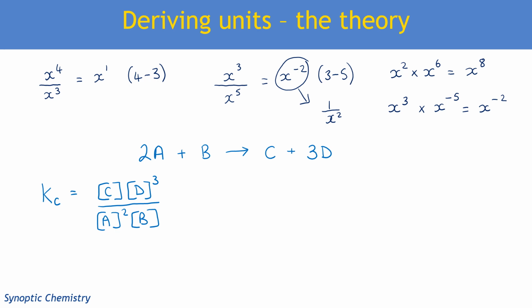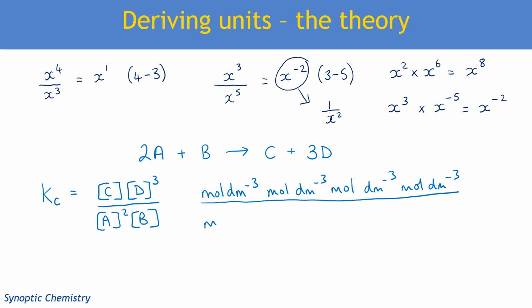So the long way round is when you write it all out. I've got moles per dm cubed times moles per dm cubed times moles per dm cubed times moles per dm cubed. So what I've done there is I've done moles per dm cubed for my C, and then I've done it 3 more times because it's multiplied by itself 3 times. And then on the bottom I could write moles per dm cubed times moles per dm cubed, because that's my A squared, and then times mole per dm cubed again.